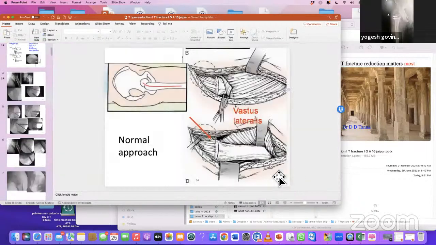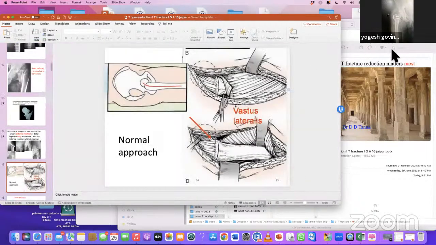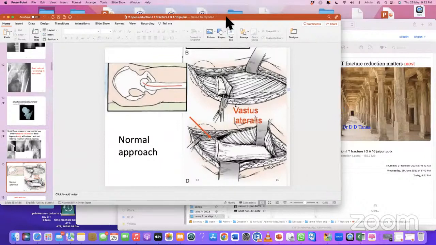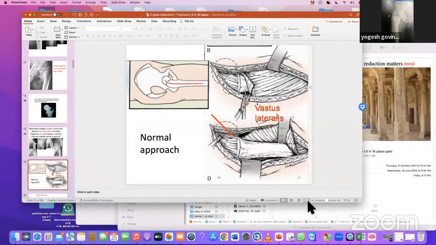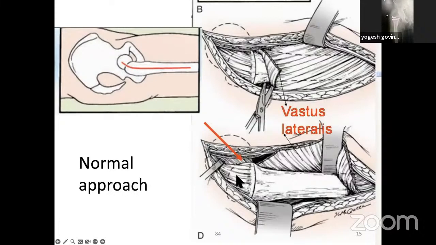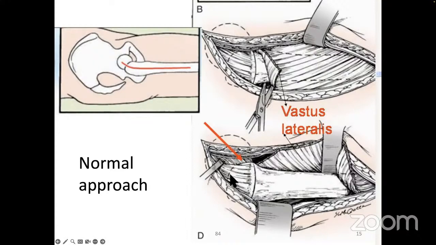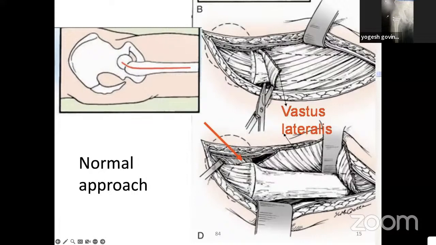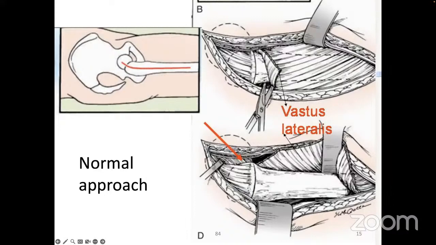Open reduction was done, and on 3D CT scan, a very large chunk like Hoffa's fracture was there. So a very big chunk was fixed with two cannulated screws. This was the tip of the greater trochanter. Yes, and a very large chunk. I was prepared for TFN and pediatric and adult implants, everything was there. But on opening, a very big chunk of trochanter was fixed with two simple cannulated screws.